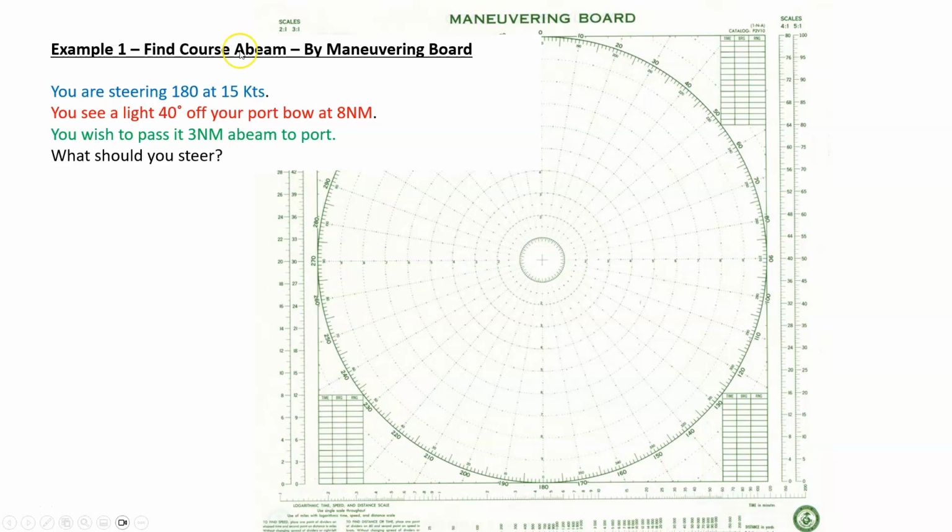So anyway, you're steering 180 at 15 knots. You see a light 40 degrees off the port bow at 8 nautical miles. You wish to pass at 3 nautical miles abeam to port. What should you steer? Okay, so here's our maneuvering board.